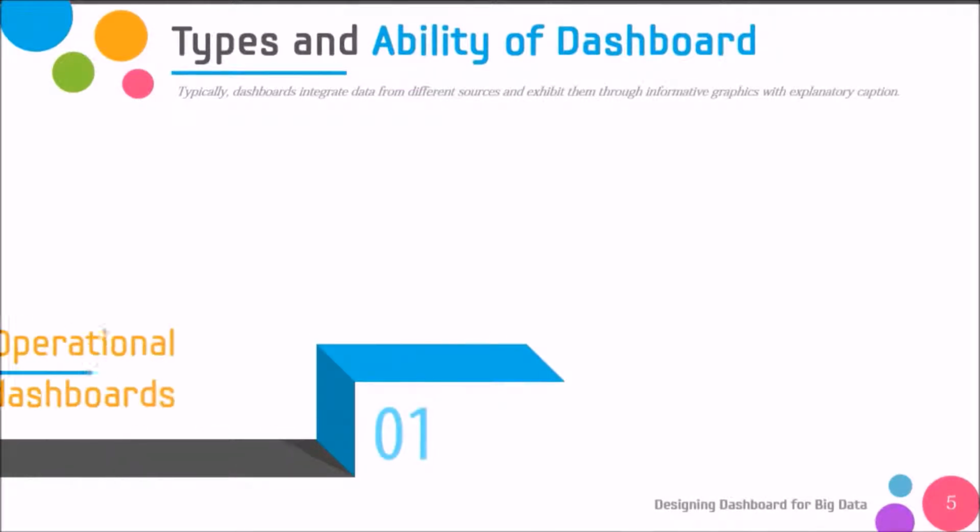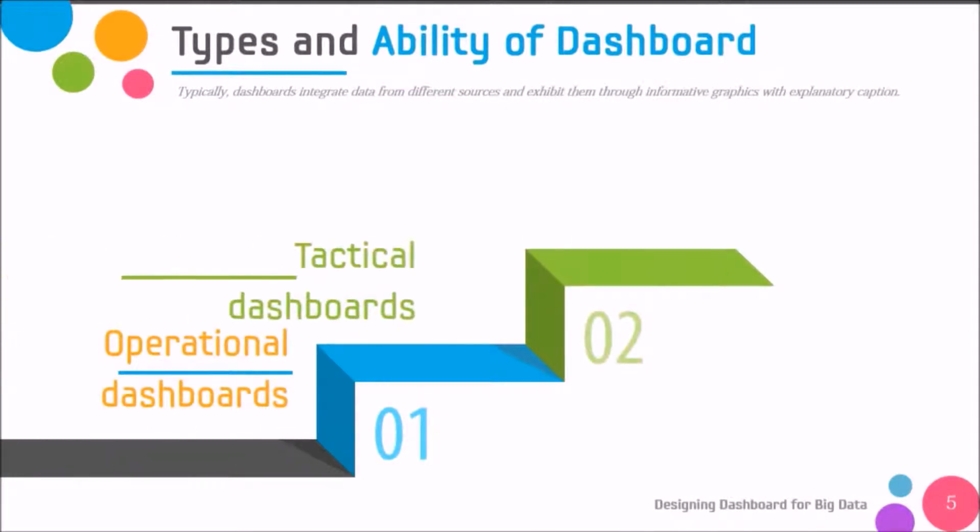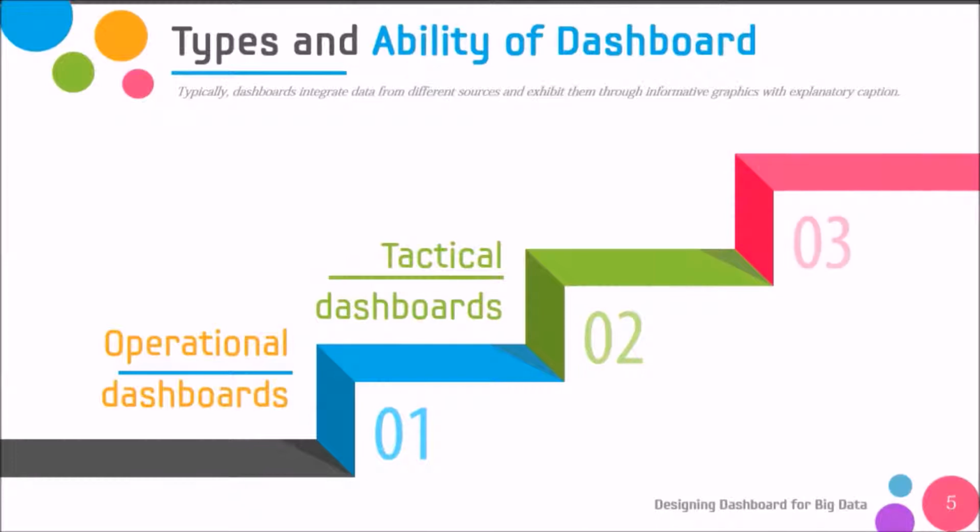Dashboard can be divided into three types of dashboards. Each dashboard has different use. First is operational dashboards, used mainly for monitoring purposes. Frontline workers use operational dashboard to monitor operational processes, events, and activities on a real-time basis.